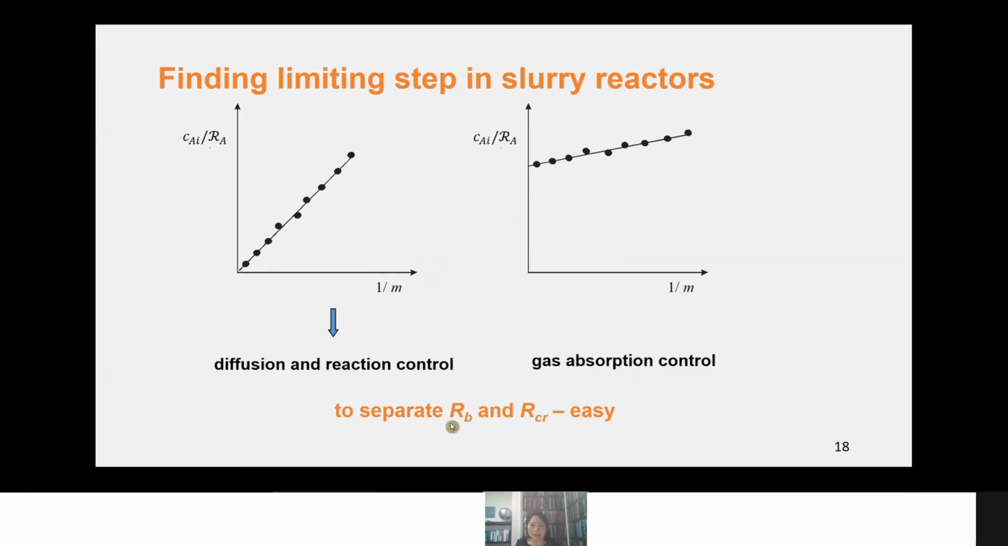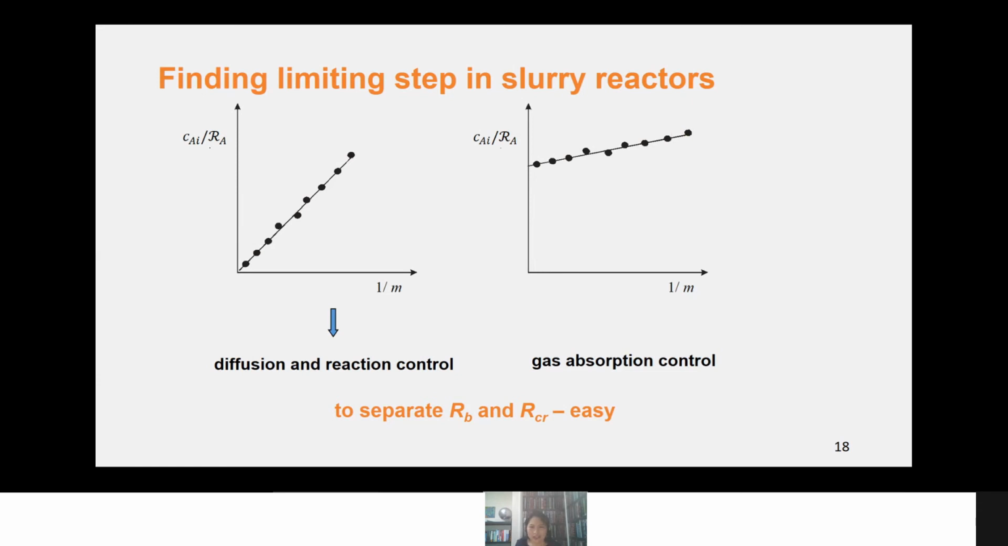So it is very easy to separate the resistance due to gas absorption, RB, and the combined resistance due to external diffusion, internal diffusion, and surface reaction, RCR. So again, the y-intercept of the plots, CAI divided by RA versus 1 over M, is the resistance due to gas absorption. And the slope is RCR, the combined resistance due to external diffusion, internal diffusion, and surface reaction.